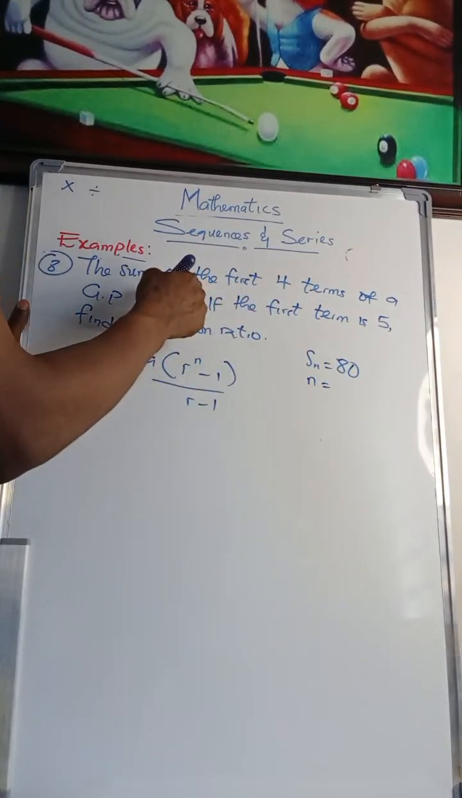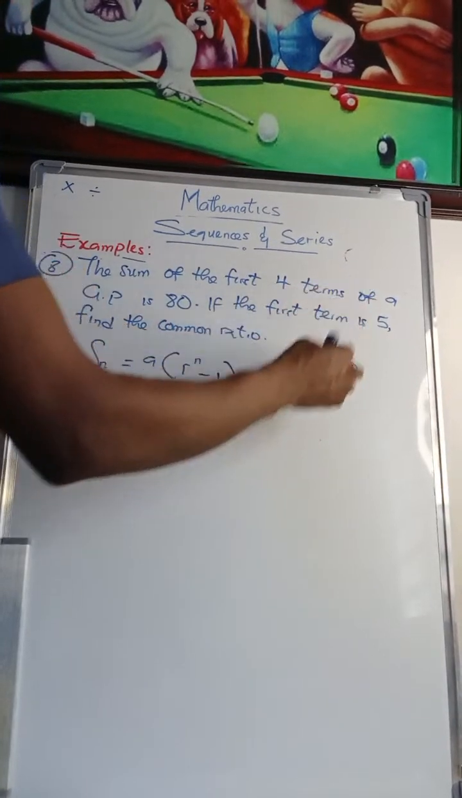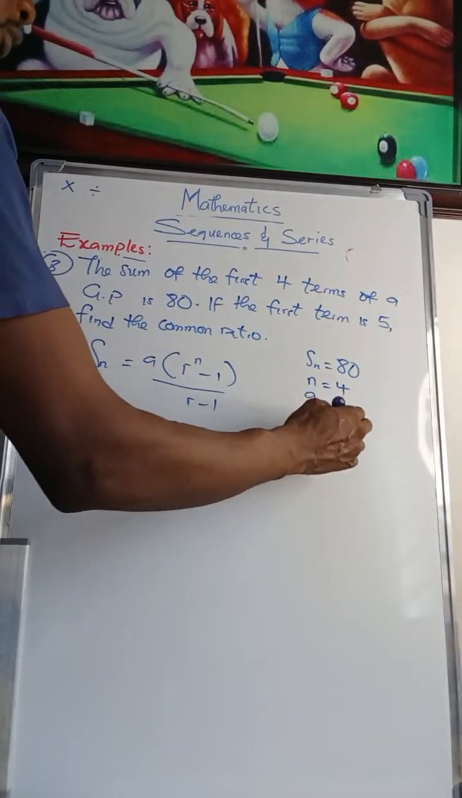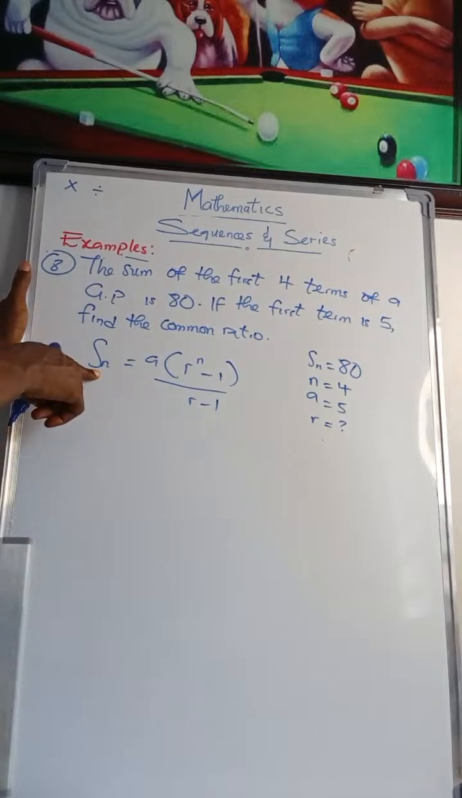Find the sum of the first four terms. So our n is 4. Our first term, which is A, is 5. What we are looking for is the common ratio. So the sum of the first four terms is 80.